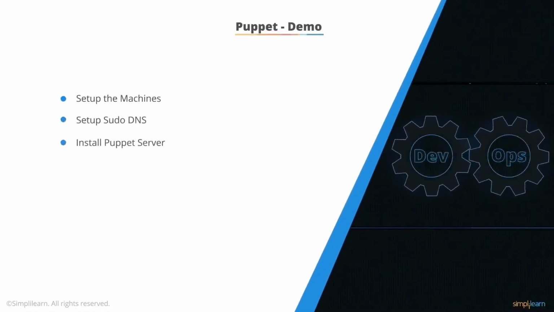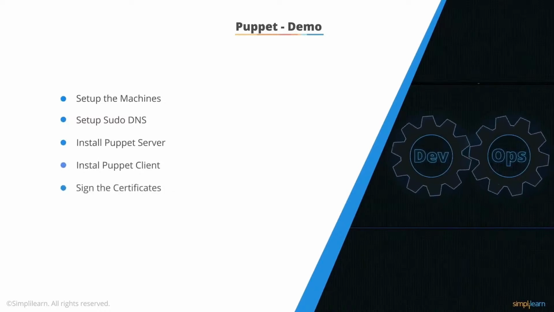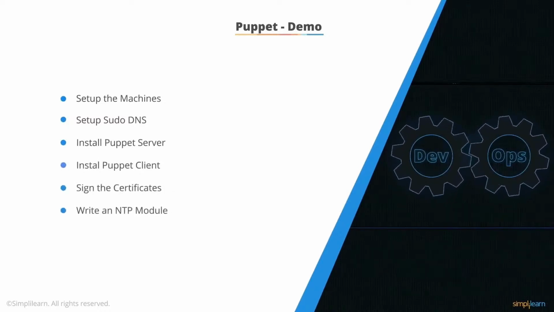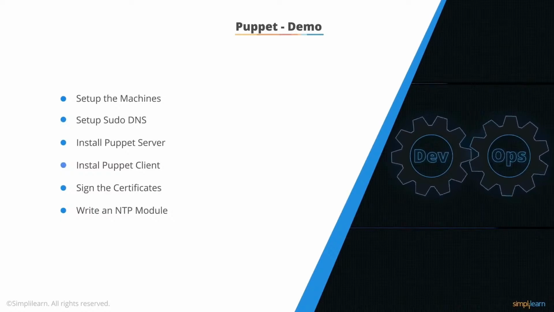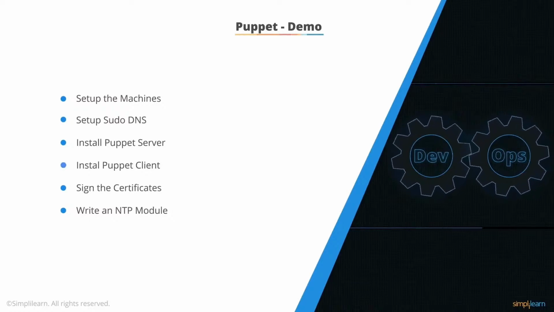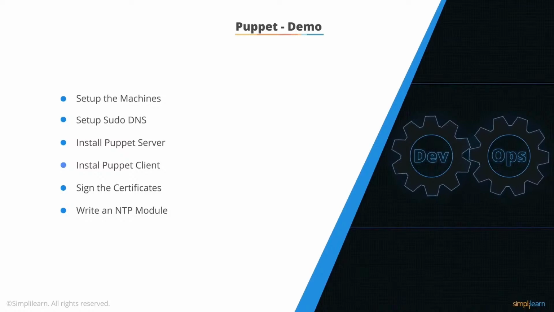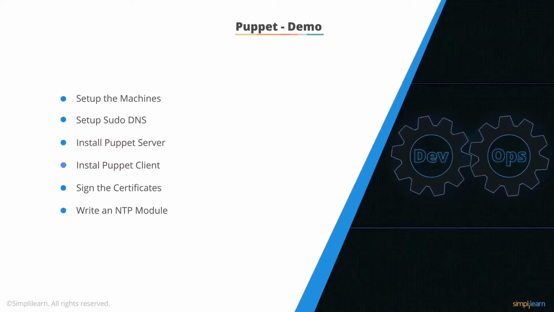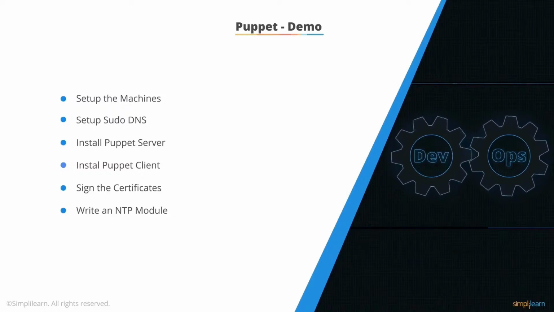So you will be setting up the machines using a fake DNS because we want to have a resolvable DNS. Only by having a resolvable DNS can we use Puppet, because Puppet uses SSL certificates. Now we'll be installing the Puppet server and the client. We'll be signing the certificates of the client on the server side. And then we'll proceed with writing an NTP module, which we'll be using for installation of NTP on the client. And then we'll look at the Puppet programming language, or DSL.